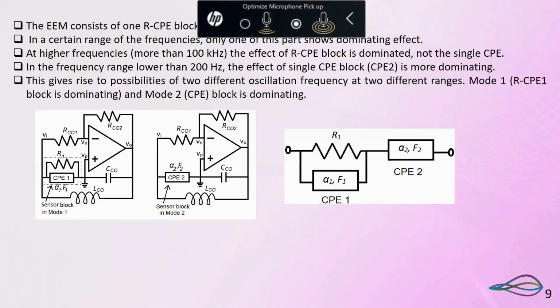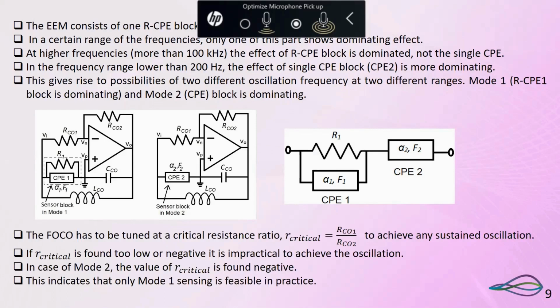Now in this electrical equivalent model, you see there are two blocks, one RCP block and one CP. We know these blocks are not dominating over the whole frequency range. For a particular frequency range the first block will be dominating, and for the other the second block will be dominating. We found the first block dominates in the higher frequency range, and the second block dominates below 200 Hertz. So we have two modes of operation.